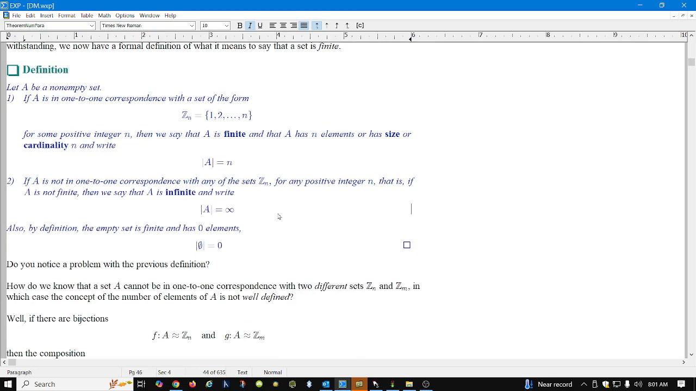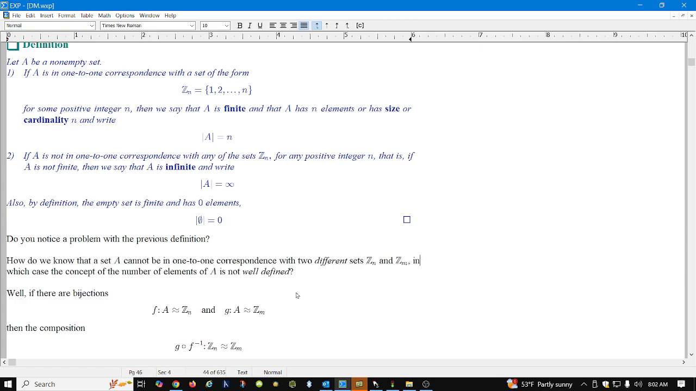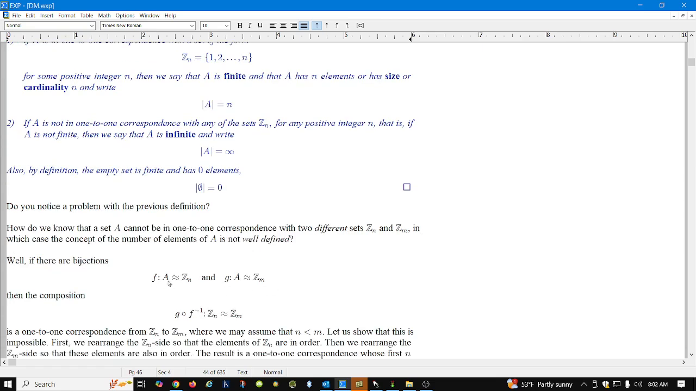How do we know that a set A cannot be in one-to-one correspondence with two different sets, Zn and Zm, where n and m are different? If that could happen for some exotic set we've never seen before, then the concept that we are defining here is not well defined. It's ambiguous. If there are two bijections here, one f from A to Zn and one g from A to Zm, we've got a problem.